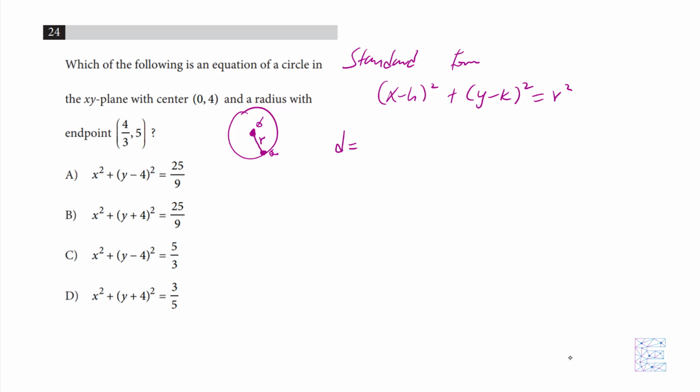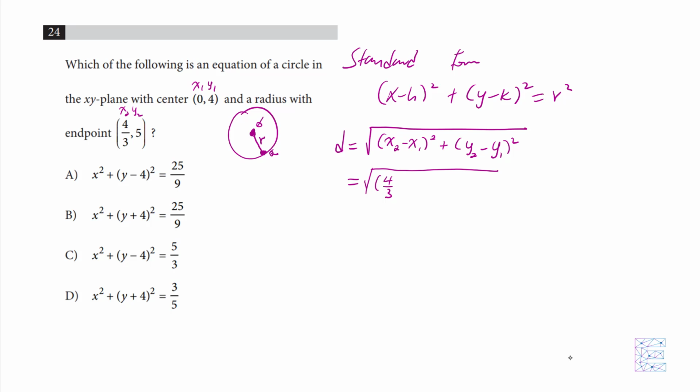So the distance formula says this. To find the distance of 2 points, you always say (x2 minus x1) squared plus (y2 minus y1) squared. So we plug in the numbers. We can label these points (x1, y1) and (x2, y2). So let's go ahead and plug those numbers in. We would have (4/3 take away 0) squared plus (5 take away 4) squared. So we have 4/3 to the second power plus 1 to the second power. Of course, this is still square rooted.